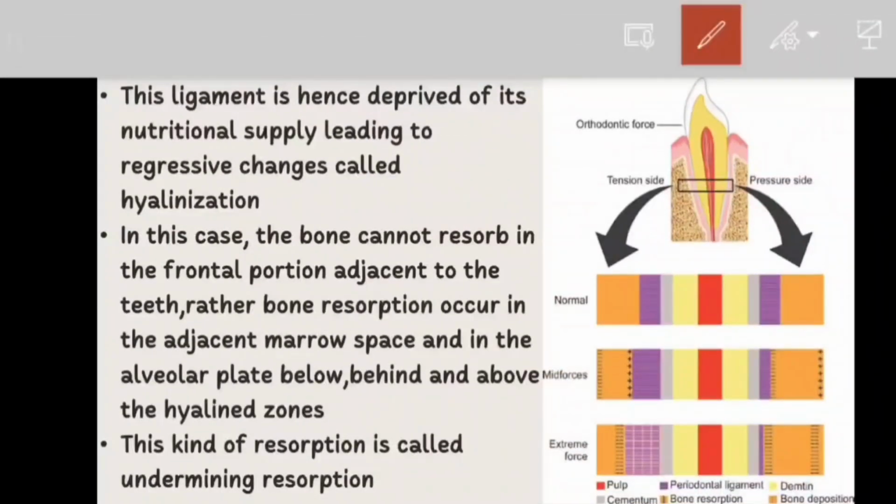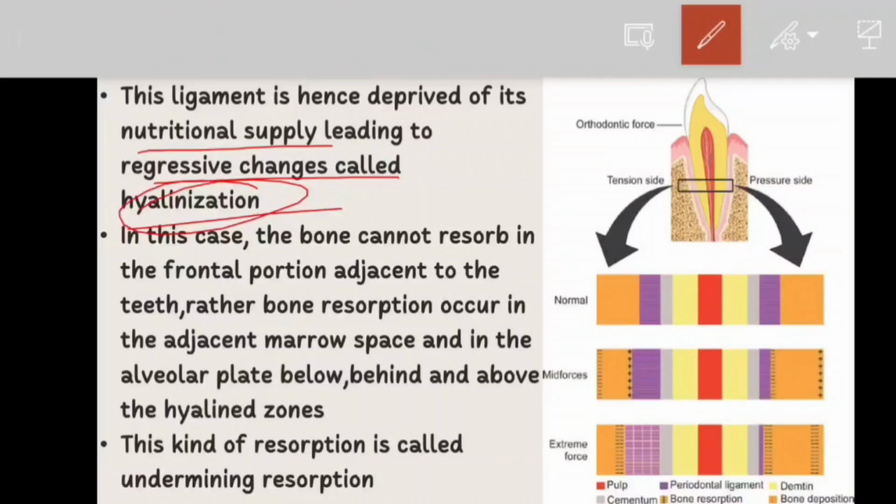So this ligament is hence deprived of its nutrition supply, which leads to regressive changes called hyalinization. So here the ligament is deprived of nutrition supply. Since blood supply stops, the nutrition also stops. As a result, degenerative changes occur, and these changes are called hyalinization. So this is an extremely important viva question. Okay. So here the blood vessels become occluded, blood supply decreases, and the tissue begins to suffer.